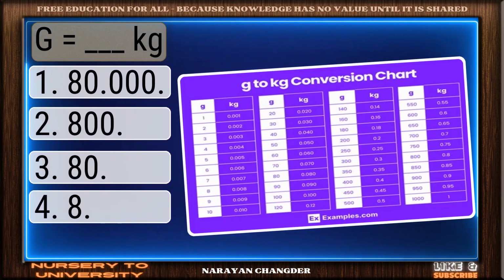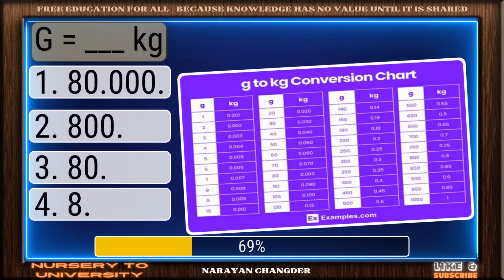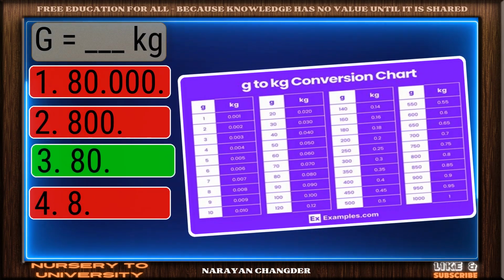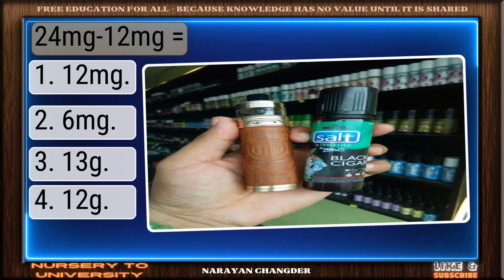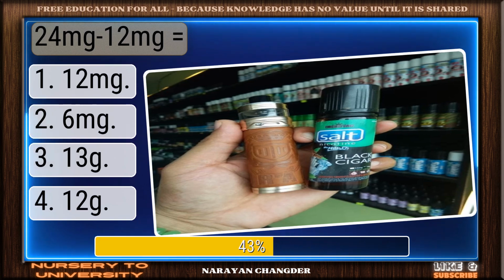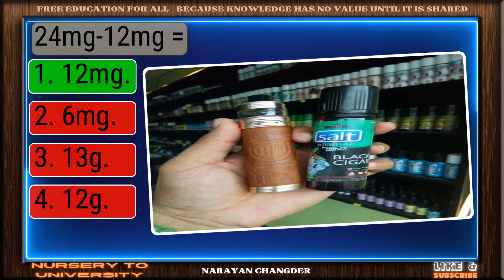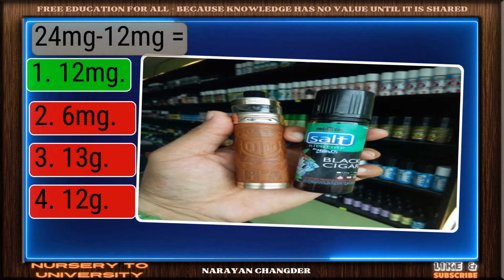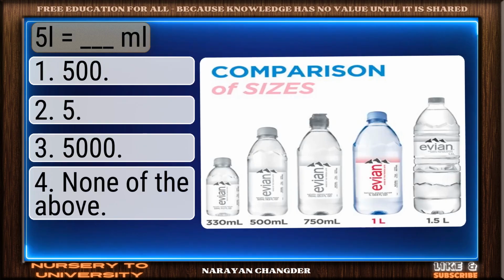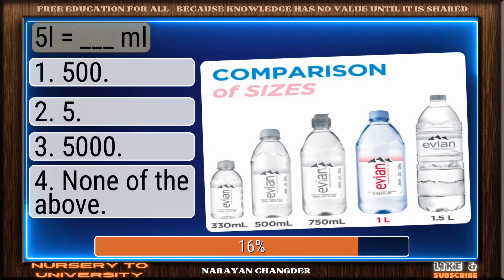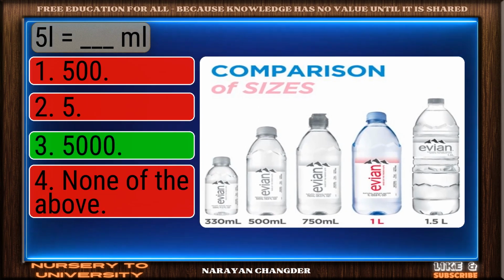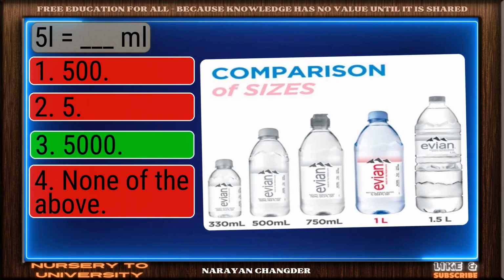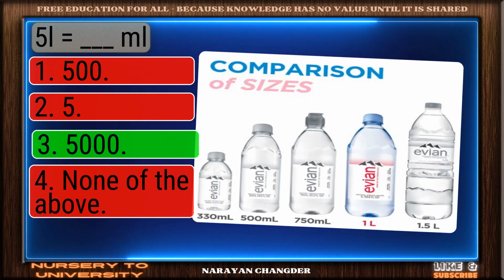G equal to dash the key. Smart move. 80 is an accurate answer. G equal to. Strong choice. Twanlamgis is the right answer. Fitel equal to dash mel. Correct response. 5000 is the most accurate answer.